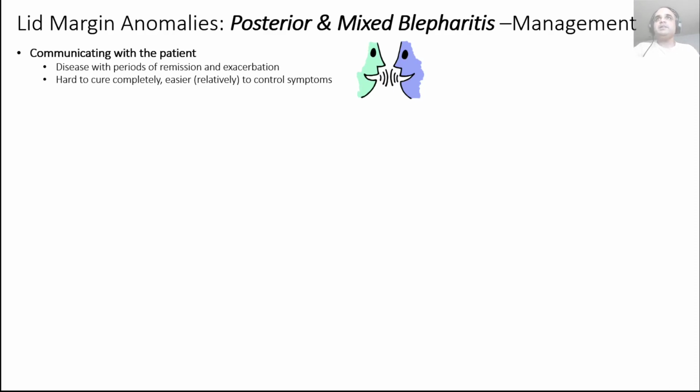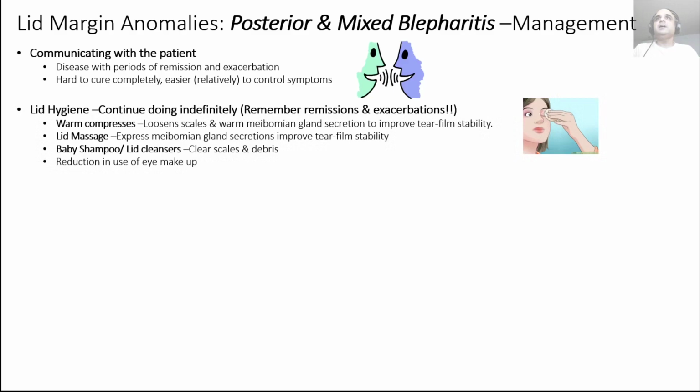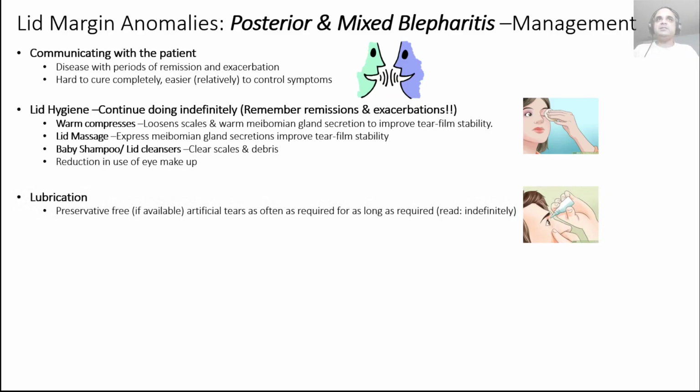So communicating with the patient, again, tell the patient that this disease is going to come and go. It's not something that we can get rid of, but we can control by using certain things that we'll talk about in a bit. And they're very similar to what they were in anterior blepharitis. Lid hygiene, again, is the best thing that you can do, and you need to do it for an indefinite period of time. Again, warm compresses, lid massage, baby shampoo, and again, reduction in use of eye makeup. Very similar to what we were talking about when we were doing anterior blepharitis. Lubrication, again, similar. The reason is the same as before.